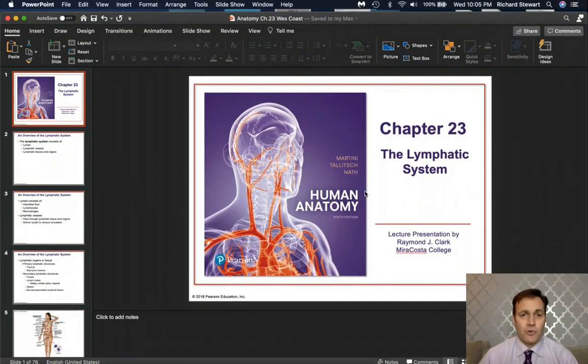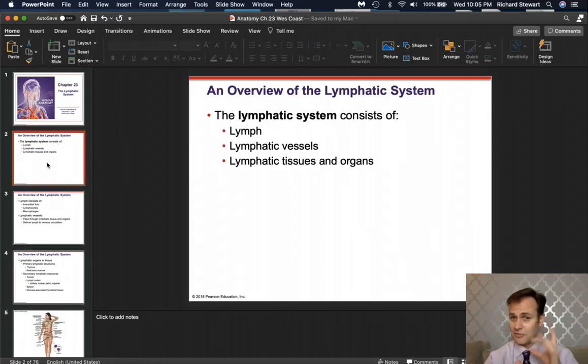All right, students, so we're pretty much done with the circulatory system. We got to throw in a little extra in here, so I'm going to talk about the lymphatic system. The lymphatic system is actually a pretty simple system, but it's incredibly important.